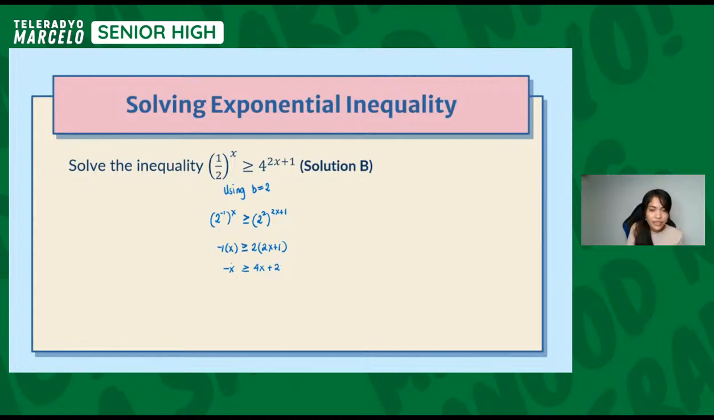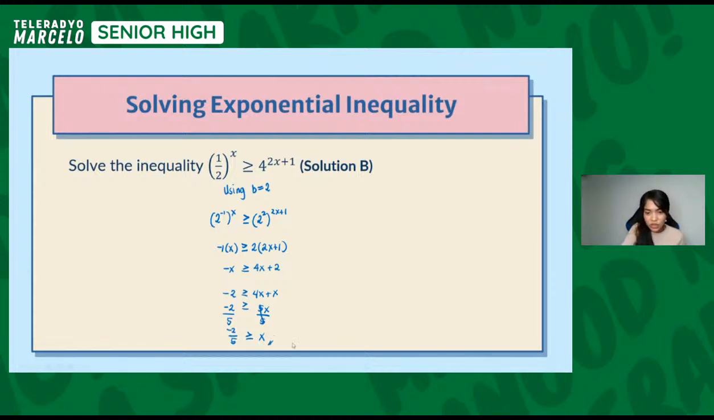Solving for the value of x, we can transpose negative x and positive 2. So that will be negative 2 is greater than or equal to 4x plus x, which is equal to 5x. So to solve for x, we divide both sides by 5. Therefore, x is all the values that are less than or equal to negative 2 over 5.